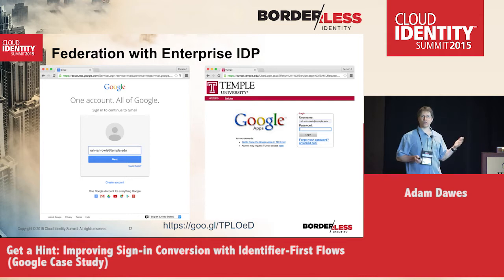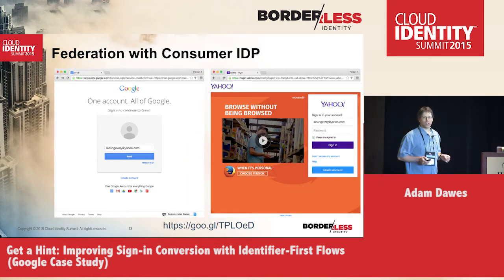So when we have identifier-first, now we can simply redirect to the SAML endpoint for that enterprise user and have a much cleaner experience. We can also begin to do this with other federation for consumer-based IDPs. The vast majority of Google accounts have an @gmail.com address associated with them, but we still have millions and millions of accounts with Yahoo and Hotmail and Outlook and other email IDPs. Those other email providers do generally support some form of federation.